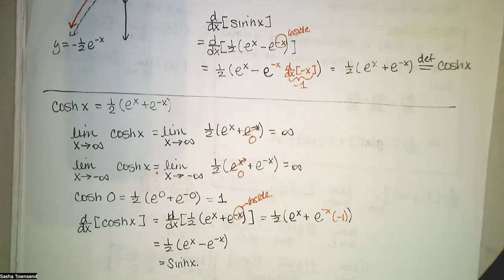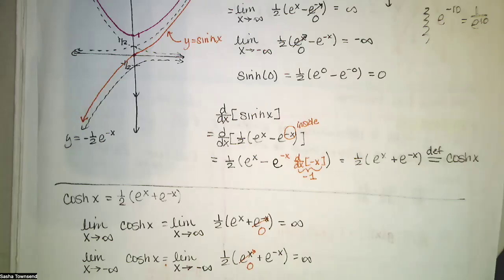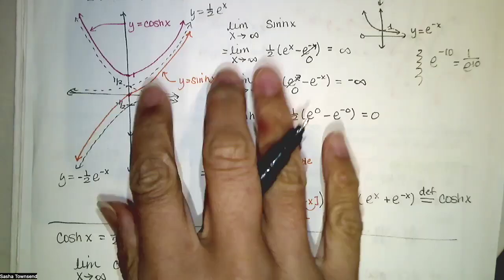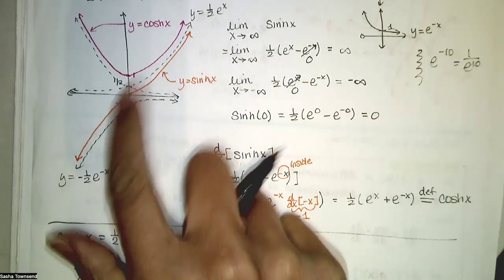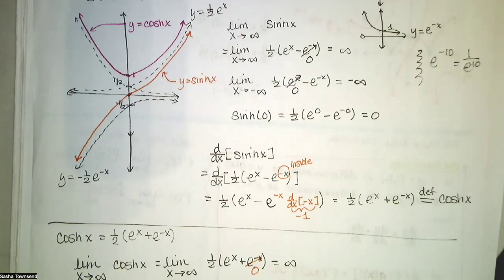So the derivative of hyperbolic sine is hyperbolic cosine and vice versa. So these guys are the slopes of each other. And you might be thinking that function is the slope of that one. Well, yeah. And it turns out that this function is the slope of this one, which is kind of cool.